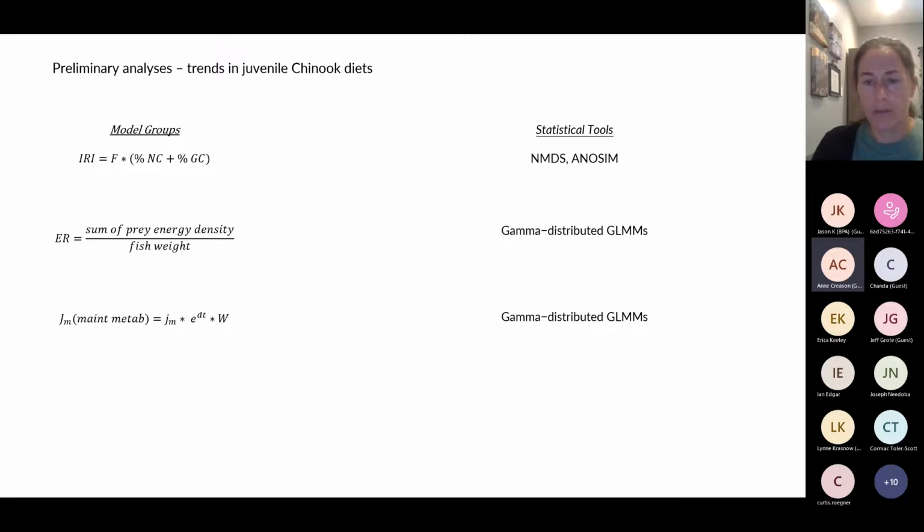And for these two, I used gamma distributed generalized linear mixed models. And really what it is, the gamma distribution is used for continuous data. And then mixed models use fixed effects and random effects. For example, a random effect would be year. So a random effect of year would account for interannual variation.